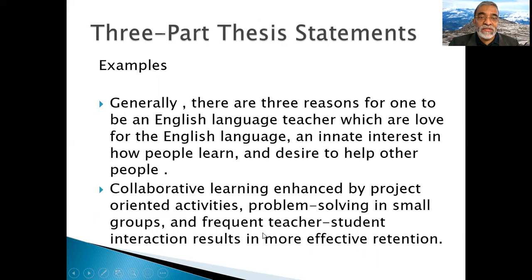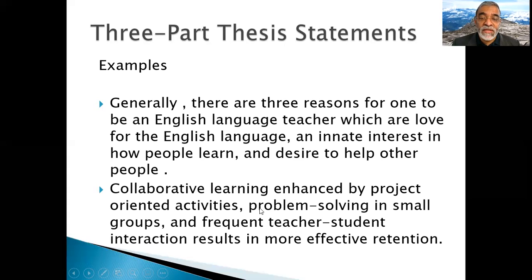So let's look at this. Generally, there are three reasons for one to be an English language teacher, which are love for the English language, an innate interest in how people learn, and desire to help other people. So you also see there 3 points here. Why the reasons for one to be an English language teacher. First is the innate interest. Innate interest means something that is inborn in you, innate. When you're born, you have this desire in how people learn and desire to help other people.